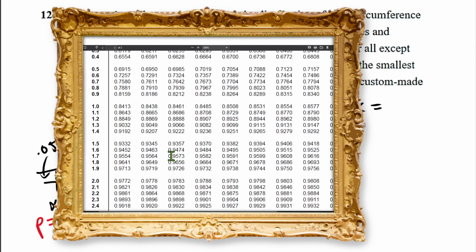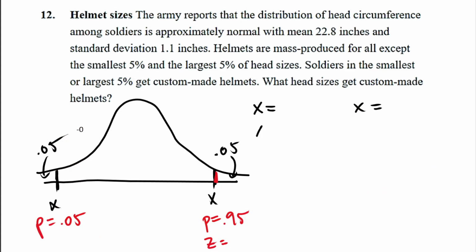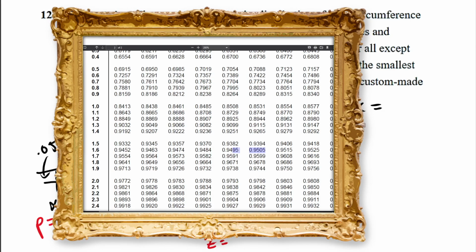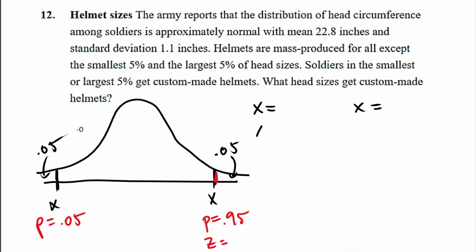So 0.95. That's right about right here. Right here, inside here. So that is 1.60, 1.61, 1.62, 1.63, 1.64. These are actually equally close. So whatever, we'll just choose one. 1.64 is close enough. So here, the z-score equals 1.64. Hey, I hope you realize it's symmetric, negative 1.64.